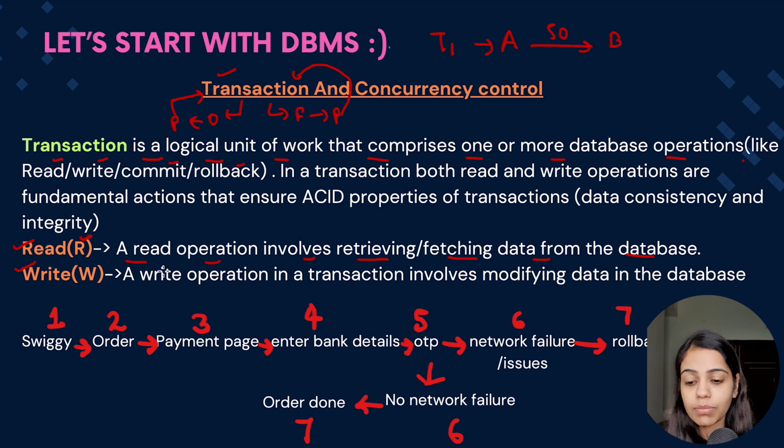Now coming to the write operation. A write operation in a transaction involves modifying the data in the database. So whenever we need to modify or update the data in the database, we use this write operation. It is denoted by W.